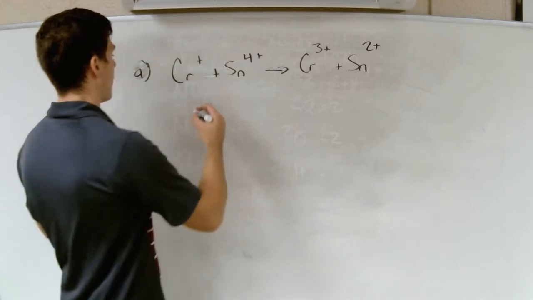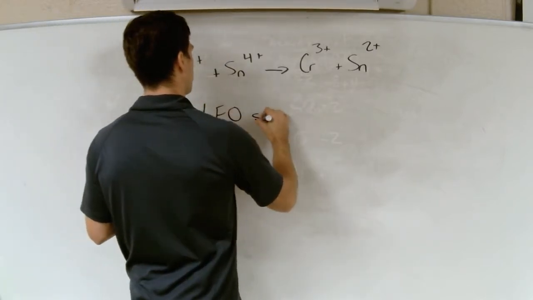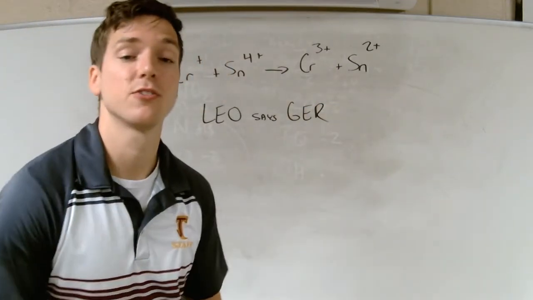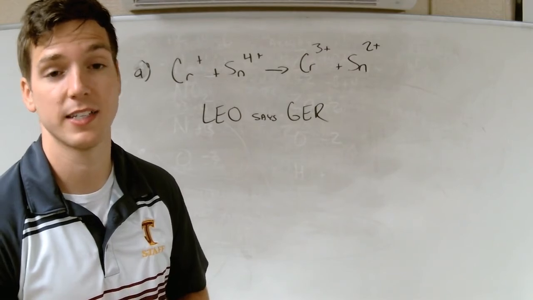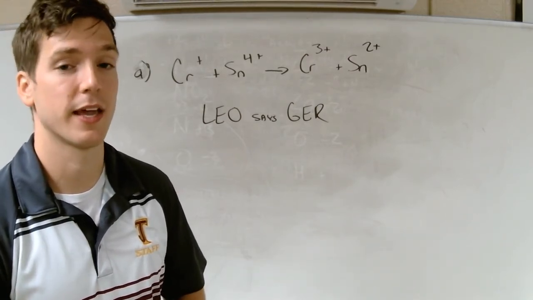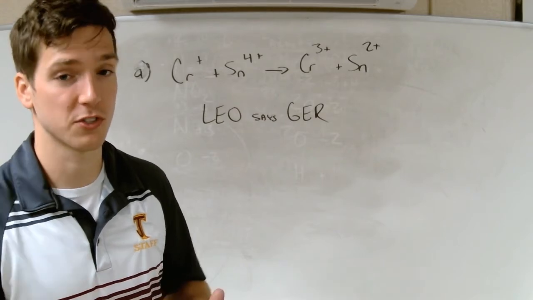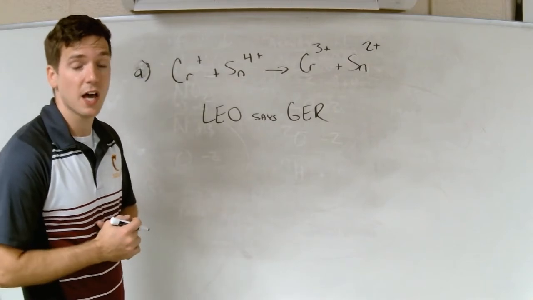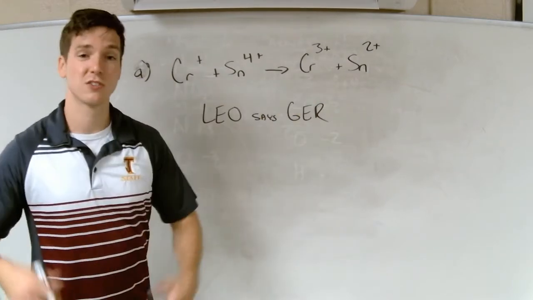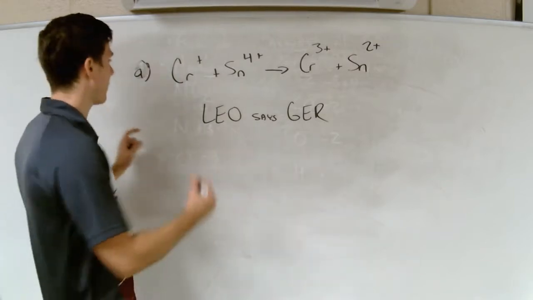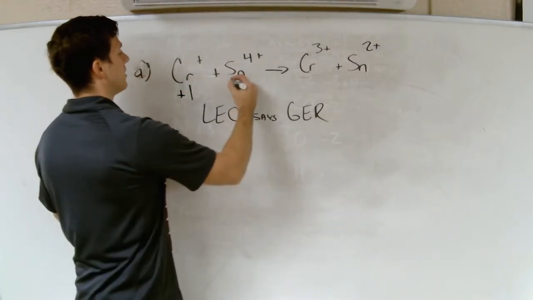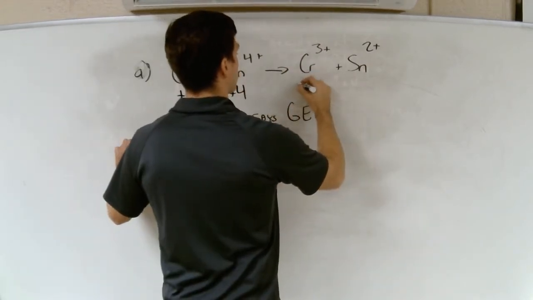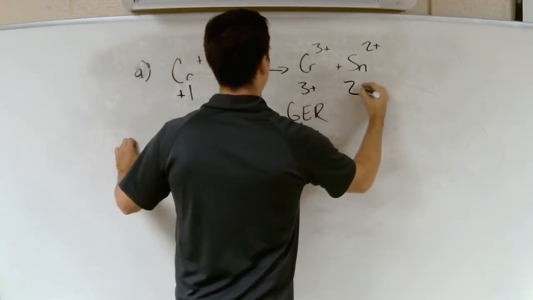Well, we are going to use a combination of LEO says GER and our oxidation numbers, okay? So again, the question is going to be which species, which reactant is oxidized, which one is reduced. Okay, we got to assign oxidation numbers first. So let's go ahead and do that. So I'm looking at all these species and I'm going to give the oxidation number. Well, these guys are all by themselves, so they're just going to be their stated charge. Chromium has a +1 charge, so its oxidation number is +1. Tin is +4. Chromium by itself over here is 3+, and tin over here is 2+.